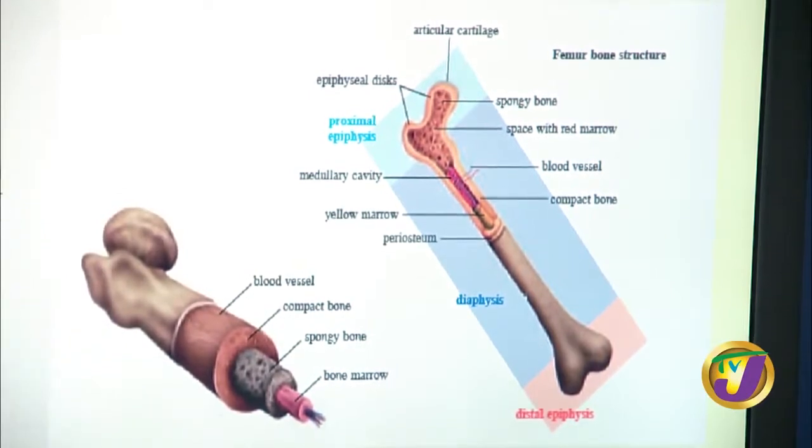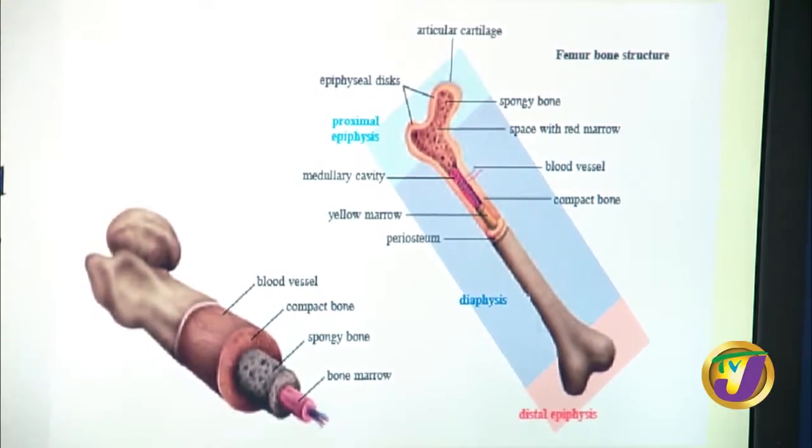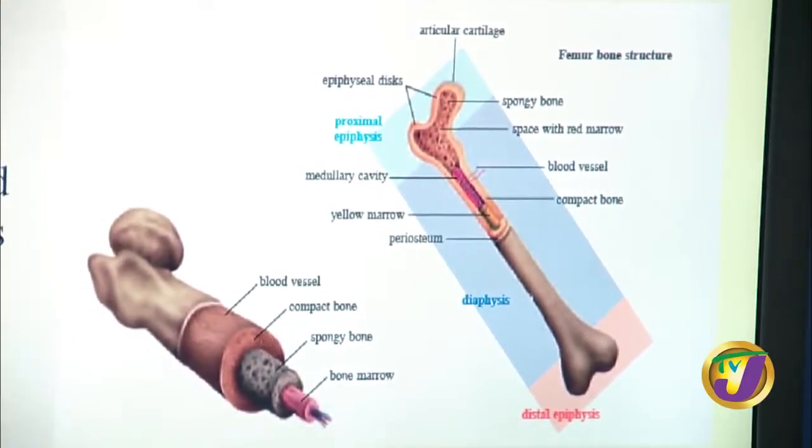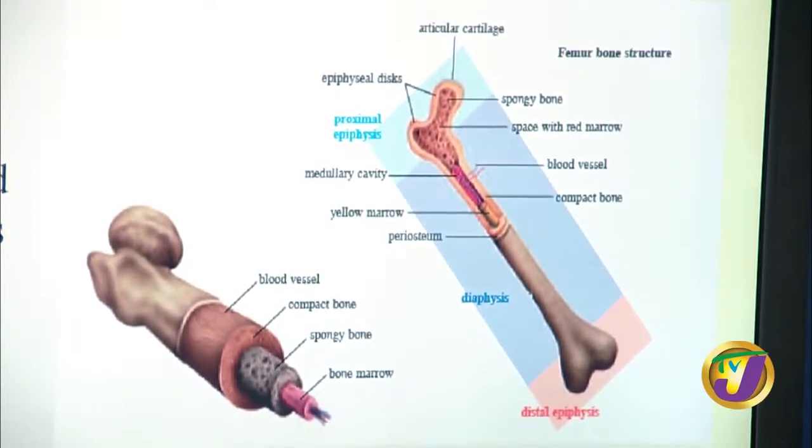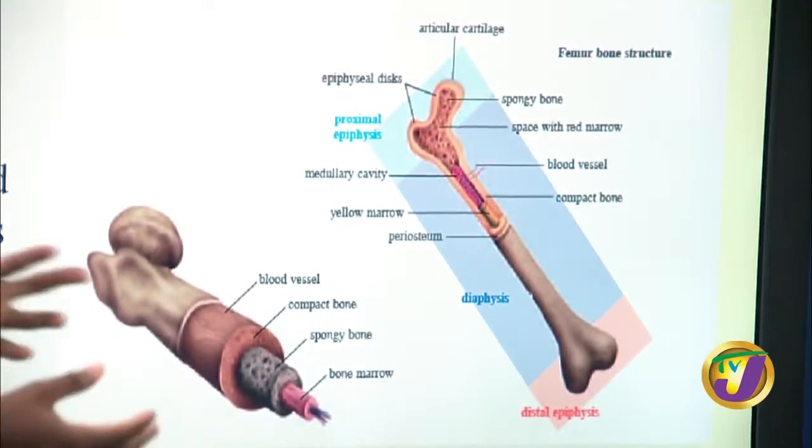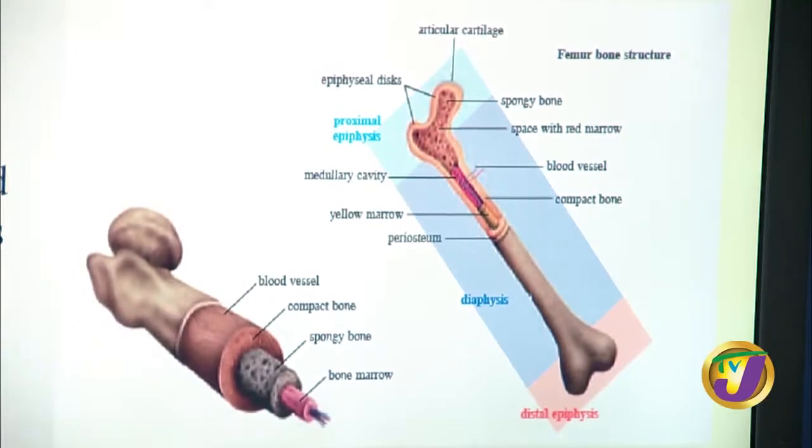At the epiphysis, you have the spongy bone, and that helps to lower the density of the bone. Without the spongy bone, your bone would be quite heavy, right? And so it would make movement a little bit difficult. That's why birds have a lot of spaces in their bones, so that it reduces the weight of the bone.